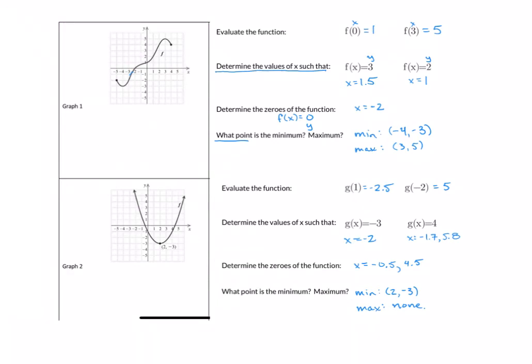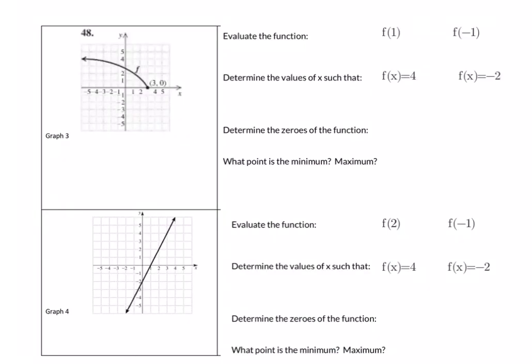All right, let's look at a couple more graphs. We have graph 3. So let's see what we can do here. We have f of 1. Remember, this means x is 1. So we are looking for where x is 1 along our x-axis. Our y-coordinate, we go 2 up, so f of 1 is equal to 2.